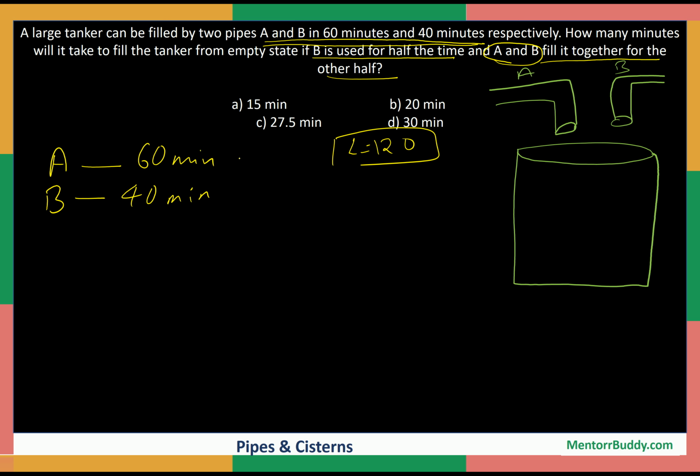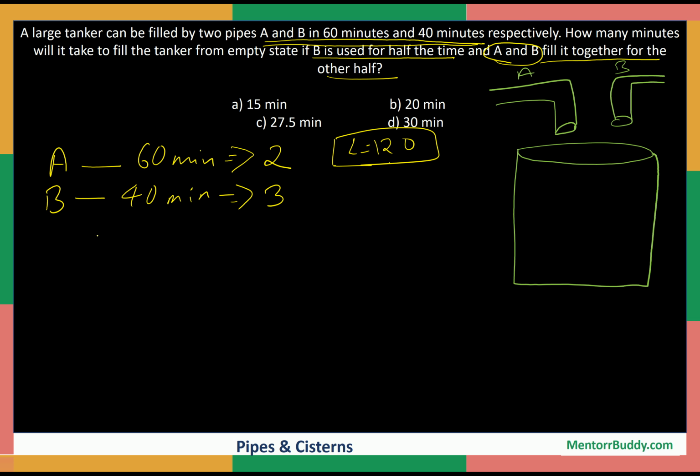So how much efficiency do we get? Efficiency is equal to the LCM divided by the timing. So 120 upon 60 will give us 2. Similarly 120 upon 40 will give us 3. So the efficiency of pipe A is 2, the efficiency of pipe B is 3. Now what is given? How many minutes will it take to fill the tank from empty state if B is used for half the time?